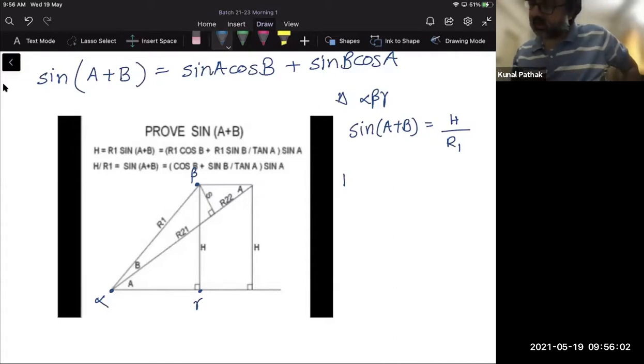Okay. And then they say that look, the value of h is equal to r1 cosine b plus r1 sine b divided by tan a into sine a. This has become a little complicated. So r1 cosine b.